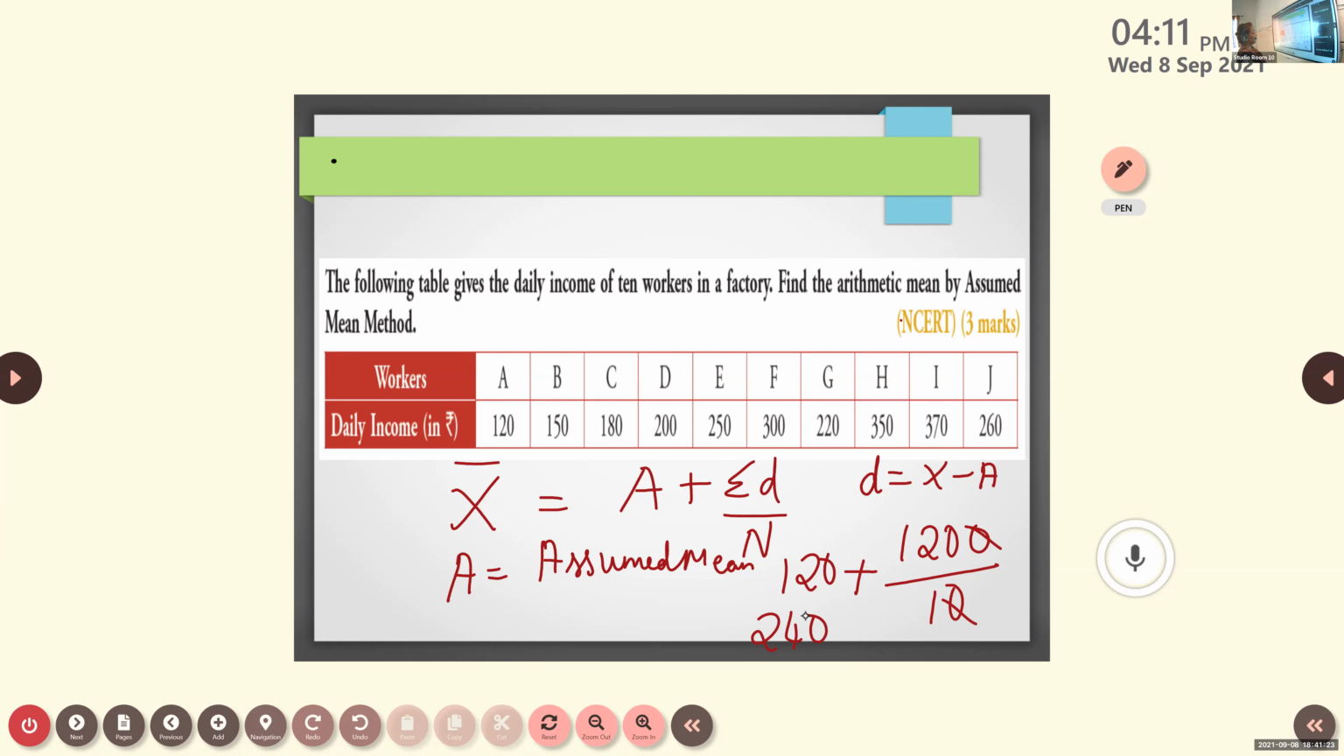Krishnakanti, did you get the answer? It may differ a little bit here and there. When we are doing by assumed mean method, if you have taken another number, if you have taken 250, if you have taken 200, it may differ a little bit here and there.